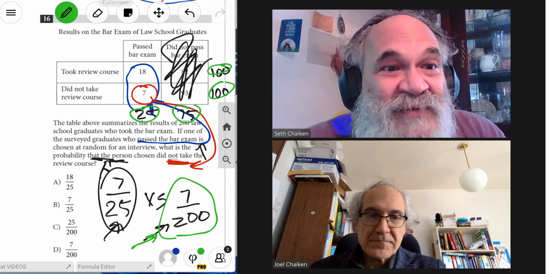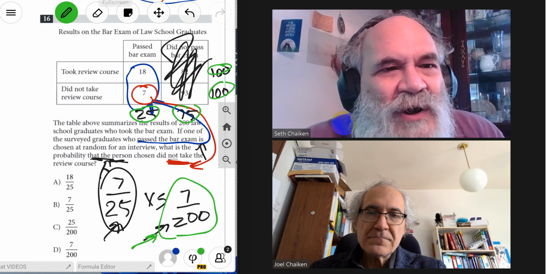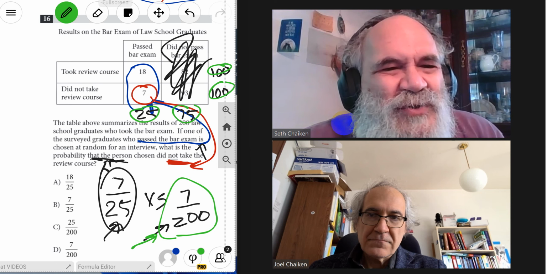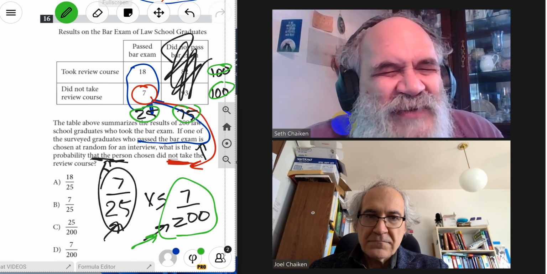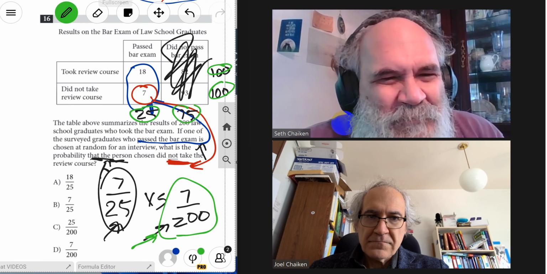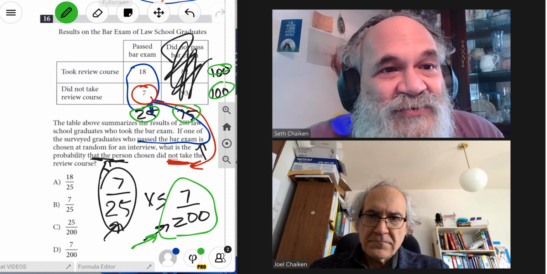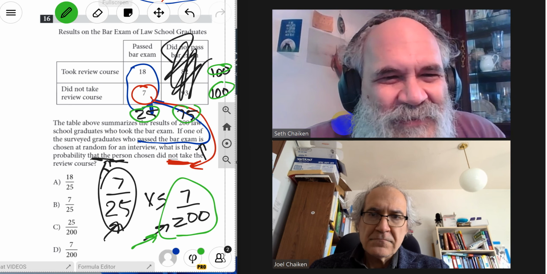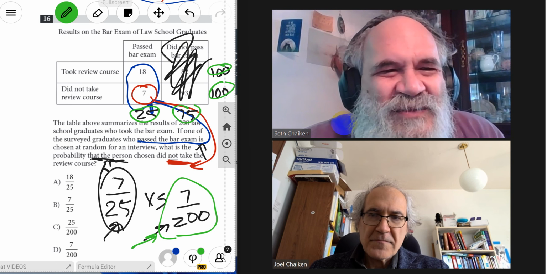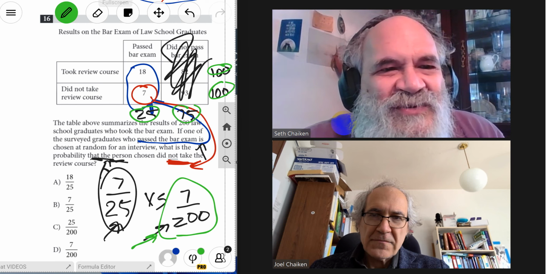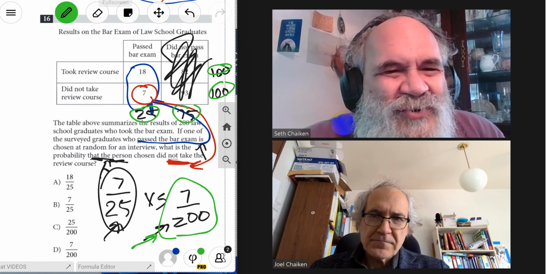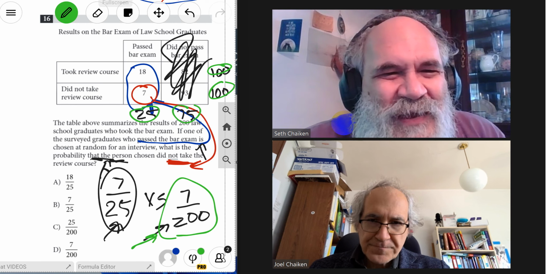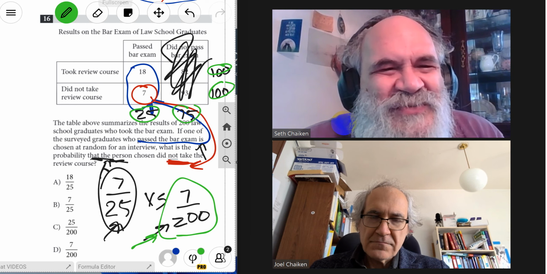Usually what people think of is the reverse. You're preparing for the bar exam, and you're wondering whether to take the review course or not. You would then compare the chances of passing for those who took the review course and those who didn't. But that is different from what this question is asking.